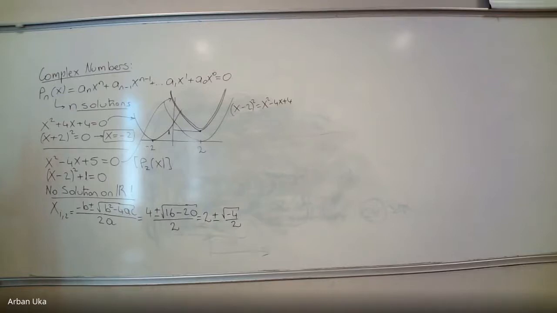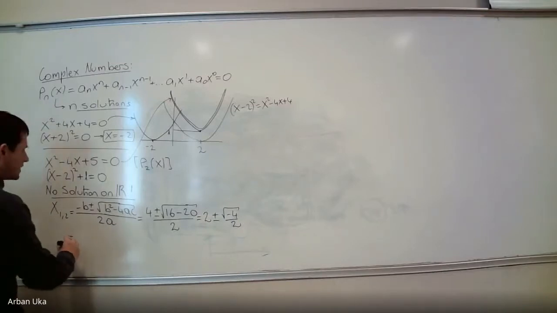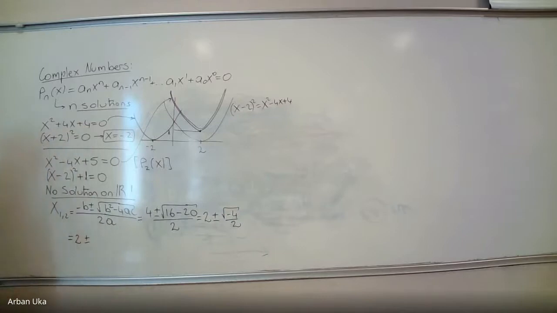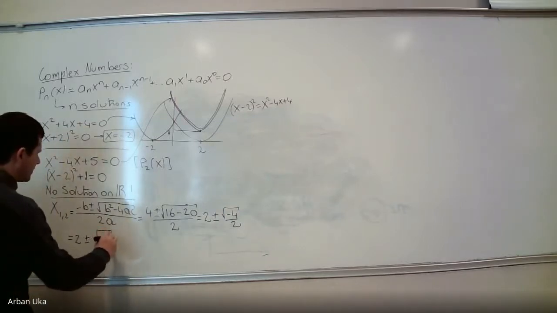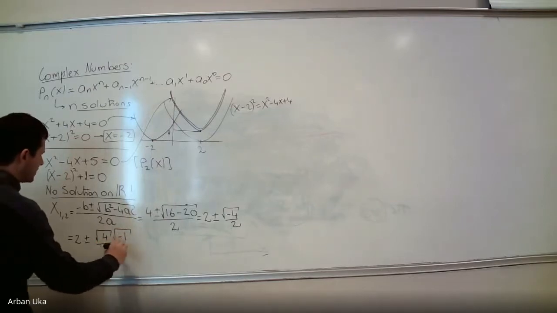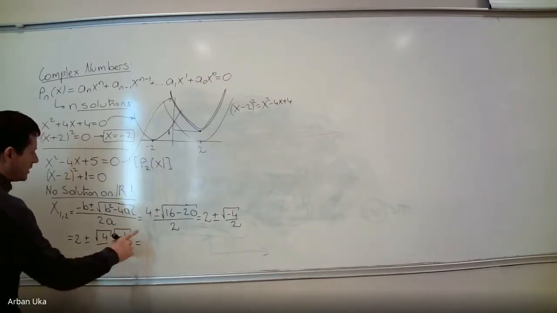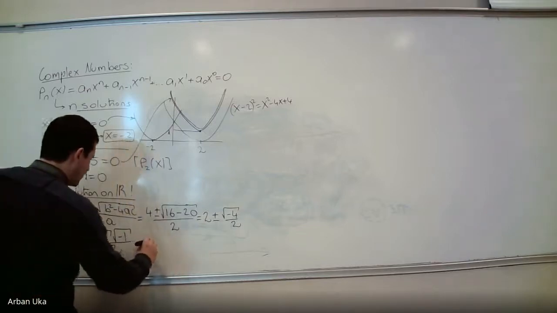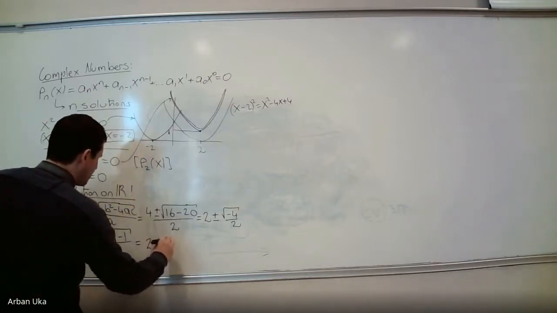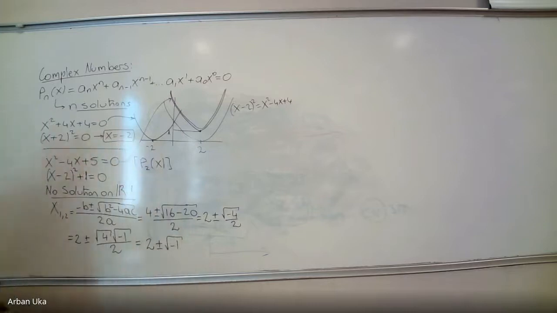Now, the square root of minus 4: for a long time we had no way to find a solution for such a system, because the square root of negative numbers was not defined. Here we have 2 plus or minus the square root of minus 4, which we can write as the square root of 4 times the square root of minus 1, divided by 2. The square root of 4 is 2, and 2 divided by 2 cancel each other. Then we get 2 plus or minus the square root of minus 1.